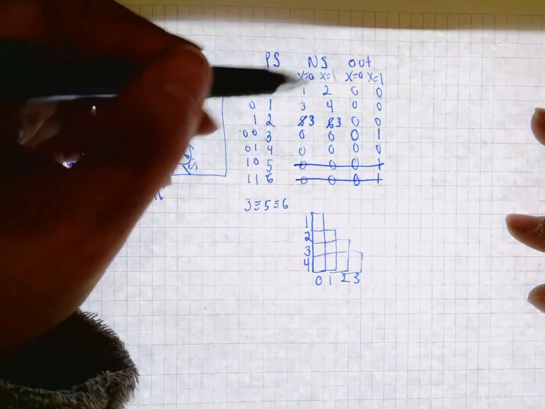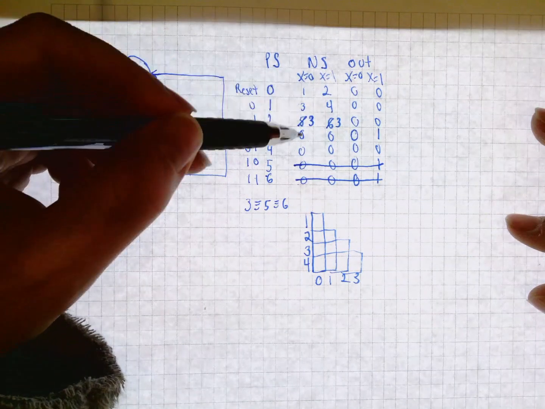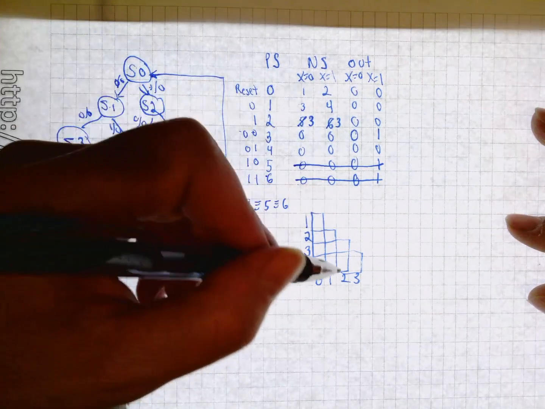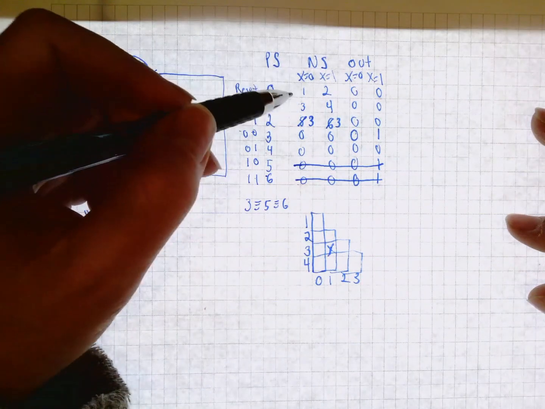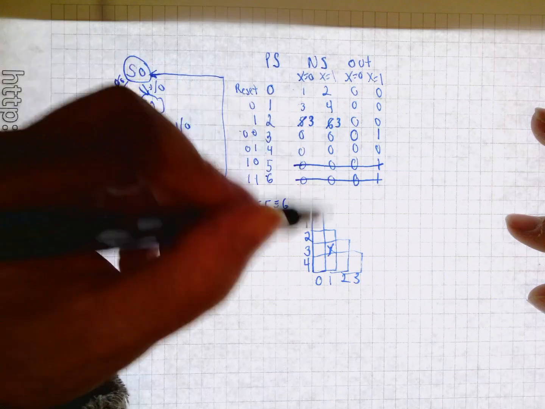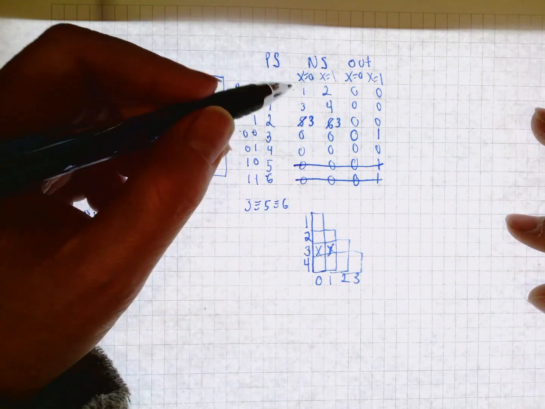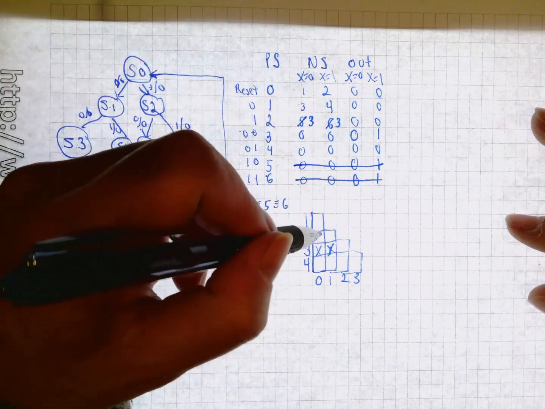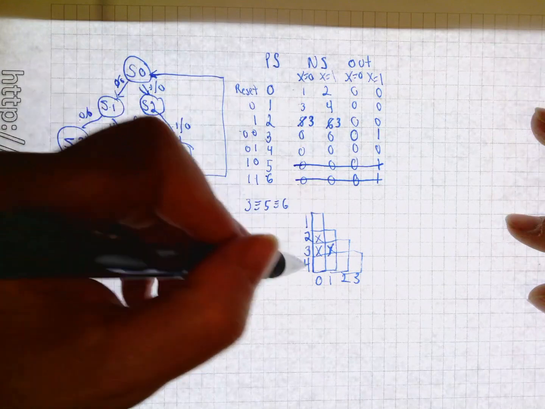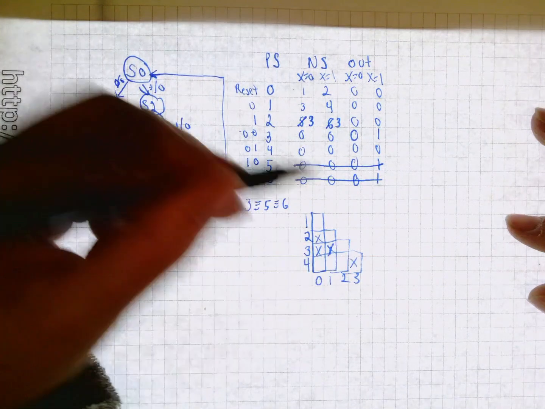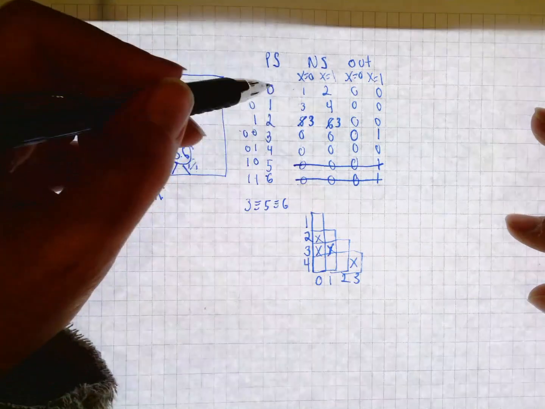Let's eliminate some of the things where the outputs are different. We know 1 is not equal to 3 because the outputs are different. So that's helpful. And 0 is not equal to 3 because the outputs are different. And in fact, 2 is not equal to 3 because the outputs are different. And 4 is not equal to 3 because the outputs are different. So that's helpful.